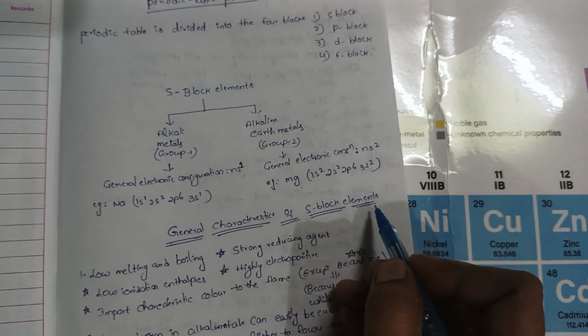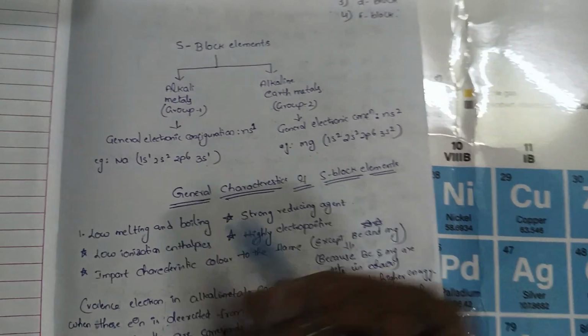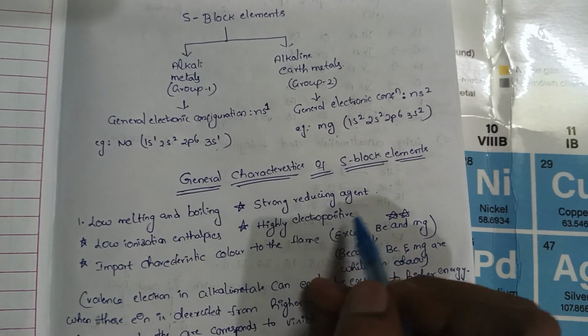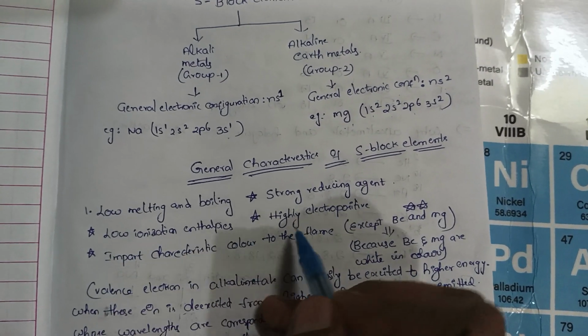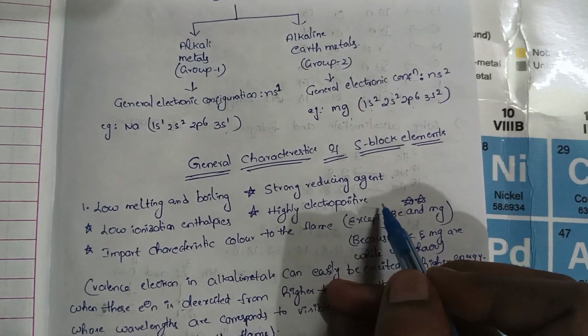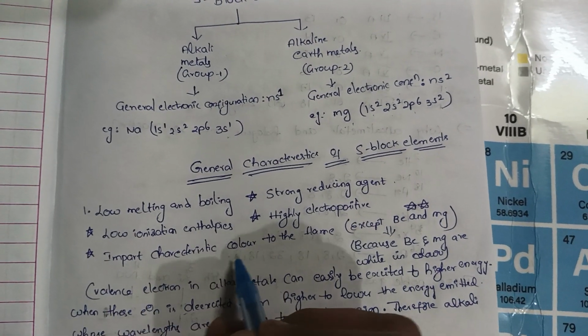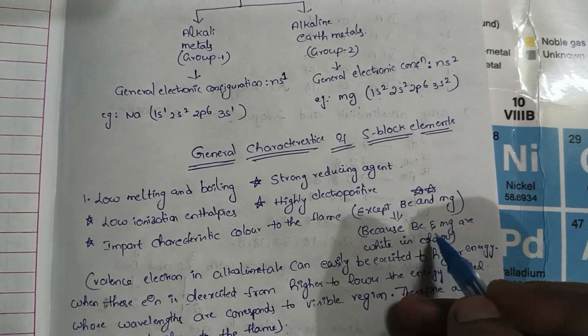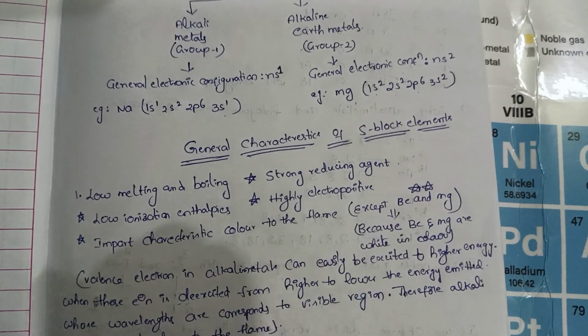General characteristics of S block elements: low melting and boiling points, strong reducing agents, low ionization enthalpies, highly electropositive, and they impart characteristic color to the flame, except beryllium and magnesium, because beryllium and magnesium are white in color. Valence electrons.